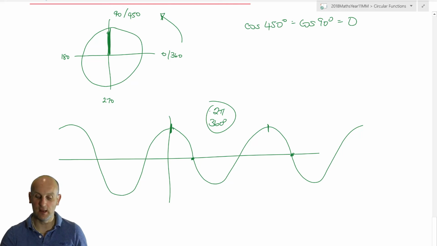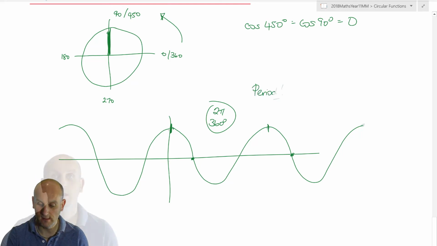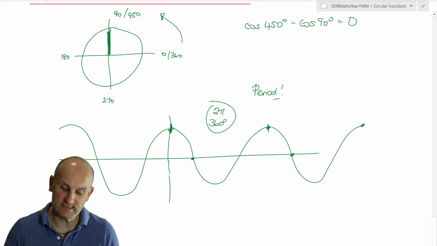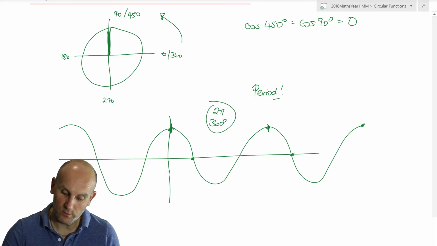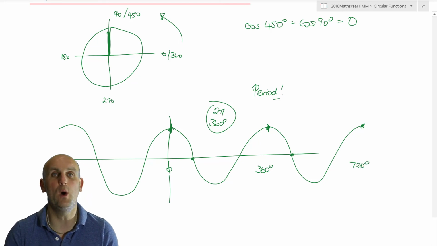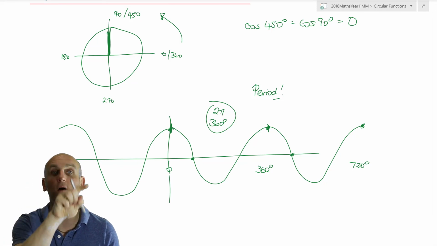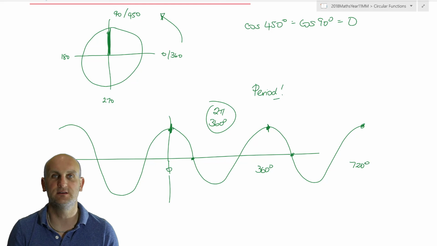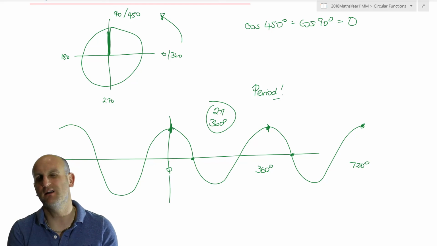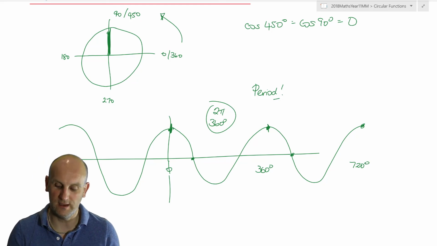And we call this thing the period. So what I know is that the point here, which is 0 degrees, and the point here, which is 360 degrees, and the point here, which is 720 degrees, they're all one. They're all repeating every 2 pi. And how many degrees were there in my unit circle? Every 2 pi, or 360 degrees. And that's part of the beauty of the unit circle that we'll do a little bit later on.